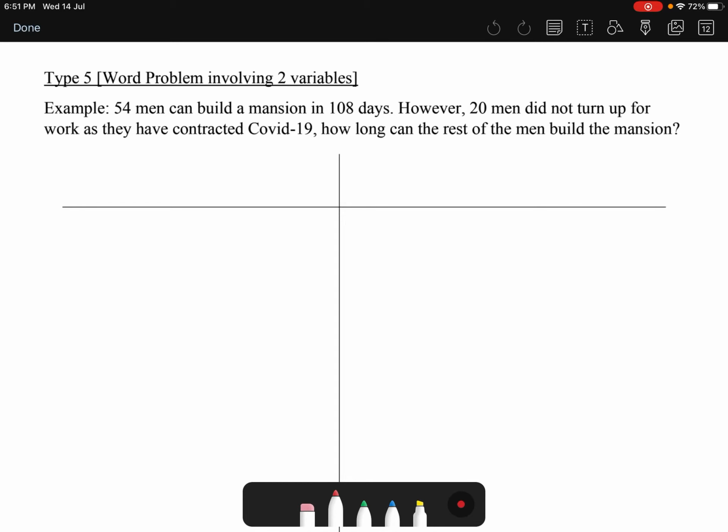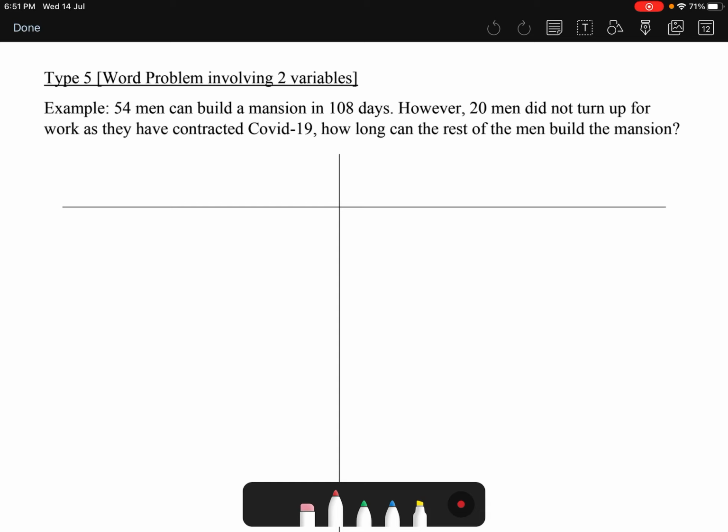Alright, so this will be a direct and inverse proportion word problem. You will also encounter this in O level. Let's take a look at this example. I have 54 men that can build a mansion in 108 days. However, 20 men did not turn up for work as they have contracted COVID-19. How long can the rest of the men build the mansion?